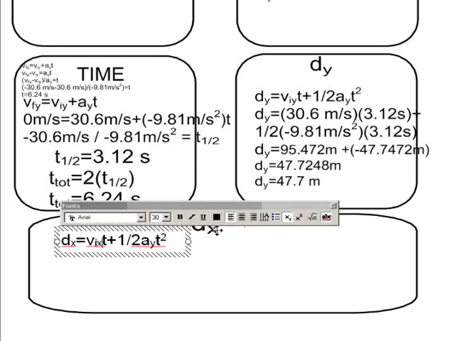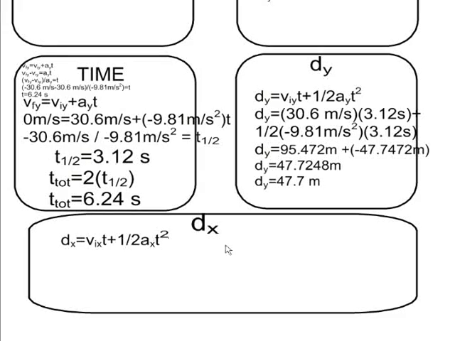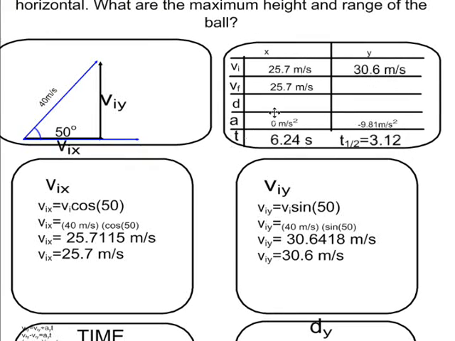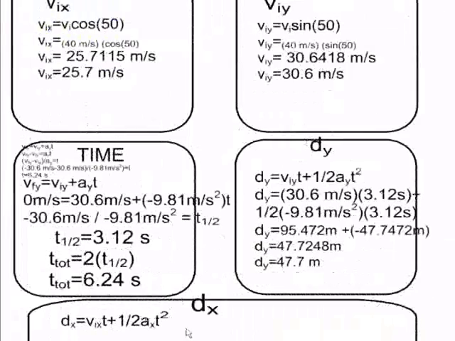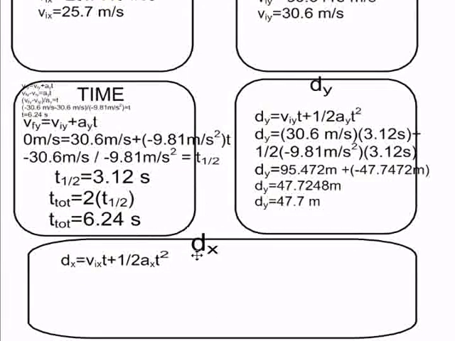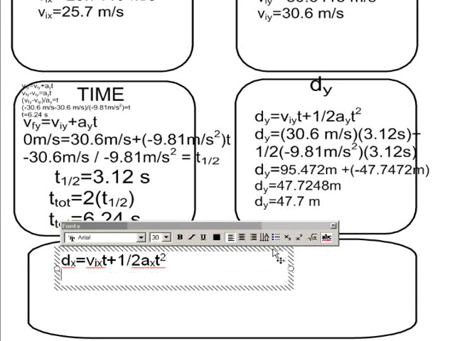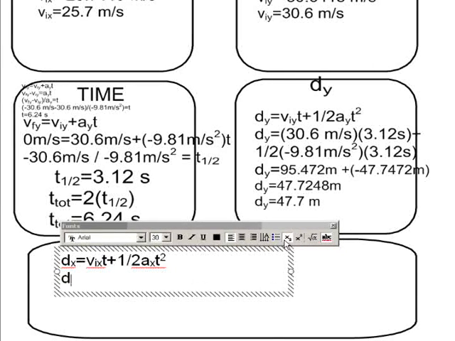So some people, when they were doing that project yesterday, had that the formula for dx was dx equals 1/2 at squared. That's not the case. Or they had dy equals just vit. Again, that's not the case. We have to start from the original form. So here, I can get rid of that 1/2 at squared term in the x direction because there's no acceleration in the x direction. So I'm left with dx equals vix t.